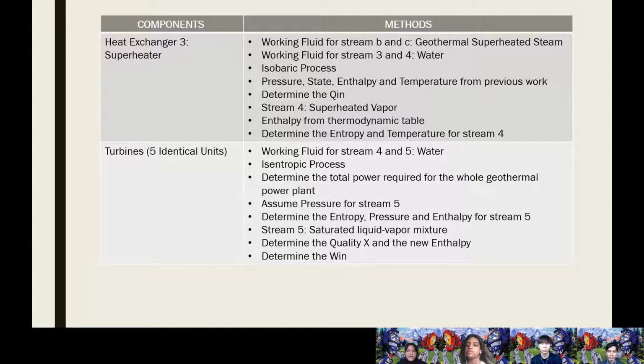So for turbines, we have 5 identical units. We assume that the working fluid for stream 4 and 5 is water. It is an isentropic process. Next, we determine the total power required for the whole geothermal power plant. We assume the pressure for stream 5. Next, we determine the entropy, pressure and enthalpy for stream 5. From the thermodynamic table, we know that stream 5 is a saturated liquid vapor mixture. So we determine the quality X and the new enthalpy.